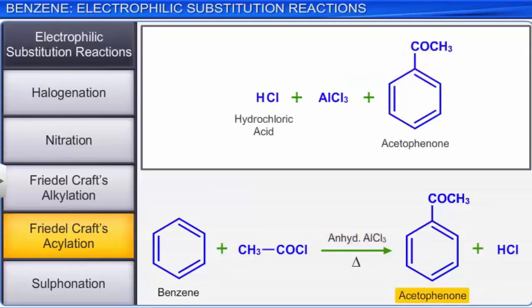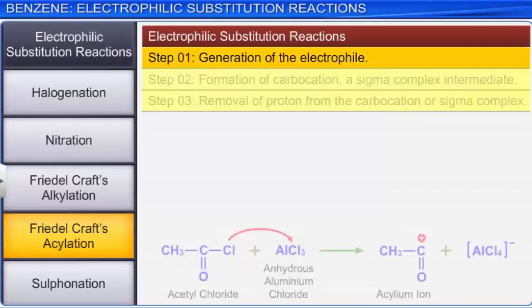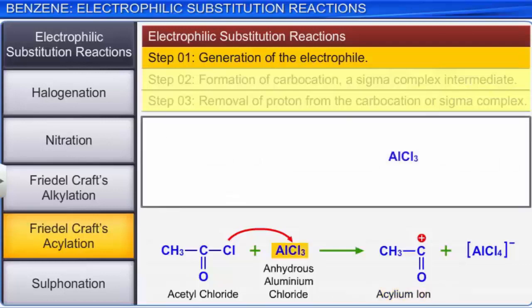Let's discuss the mechanism of this reaction. First, an electrophile, that is, the acylium ion here, is generated when anhydrous aluminium chloride combines with the attacking reagent acetyl chloride, as shown here.